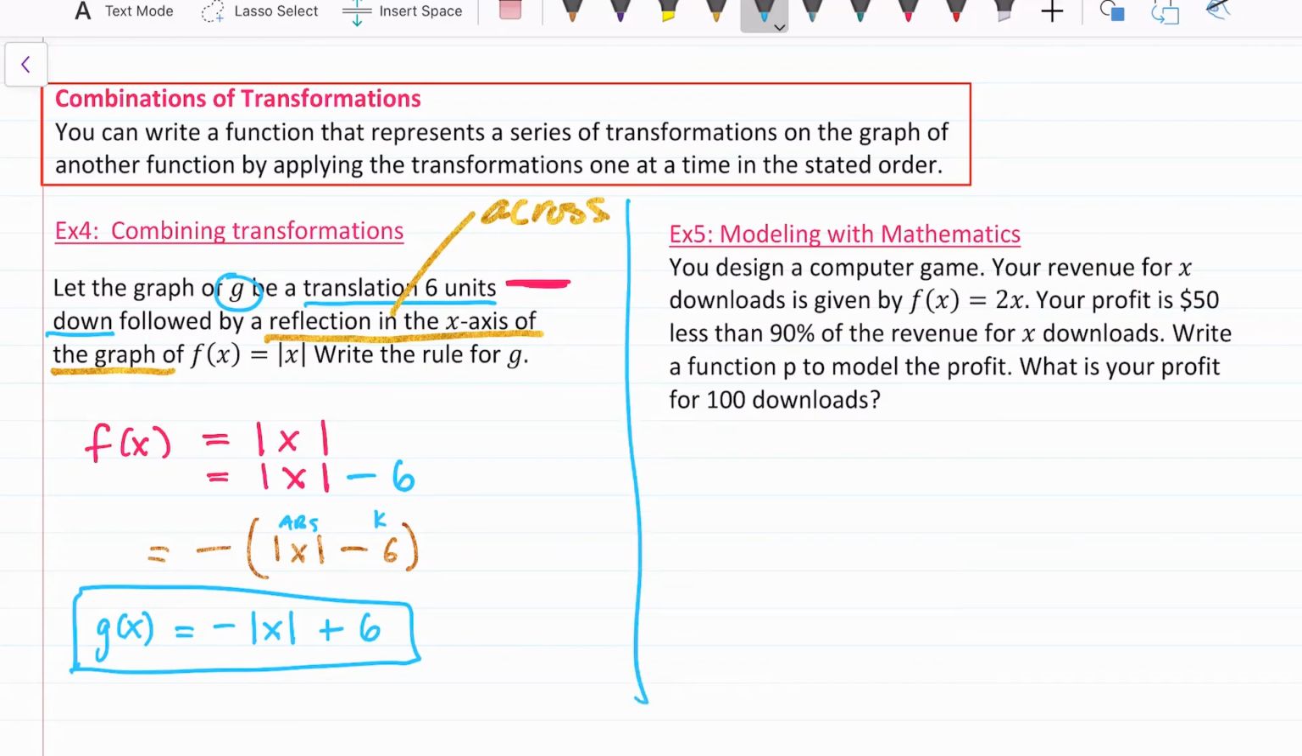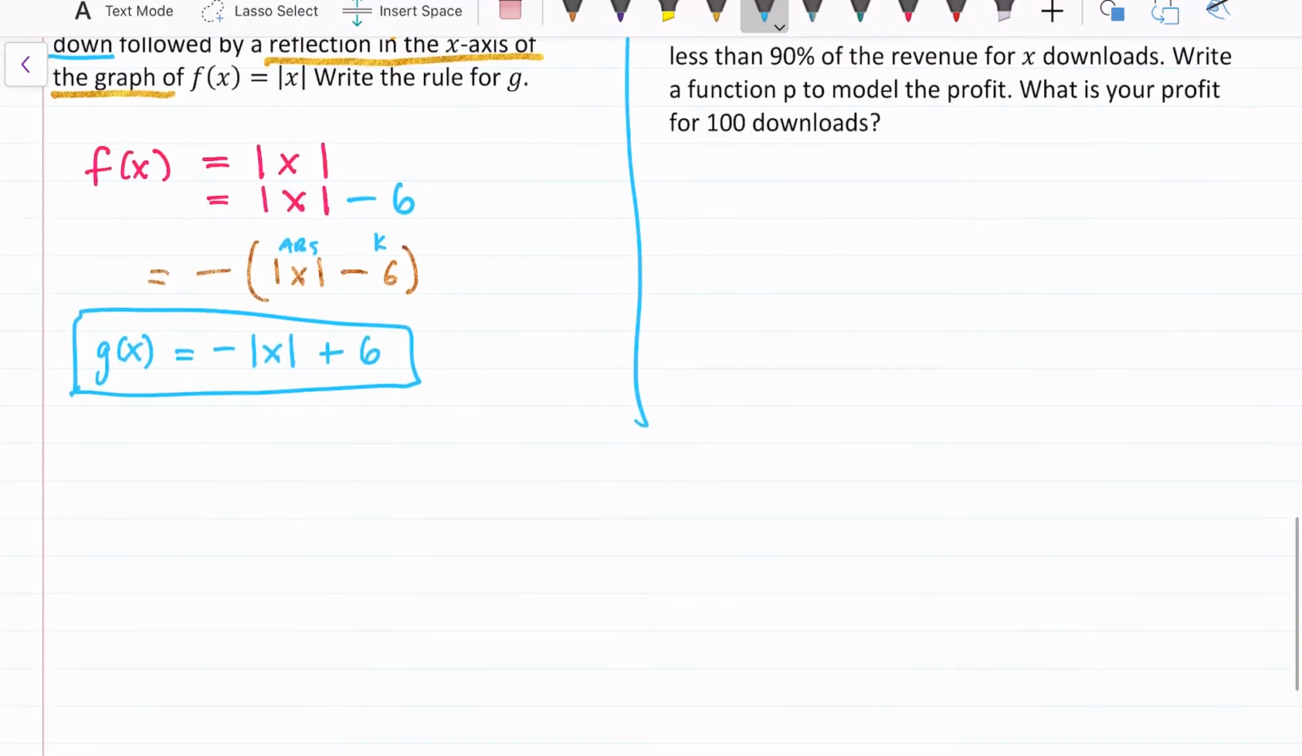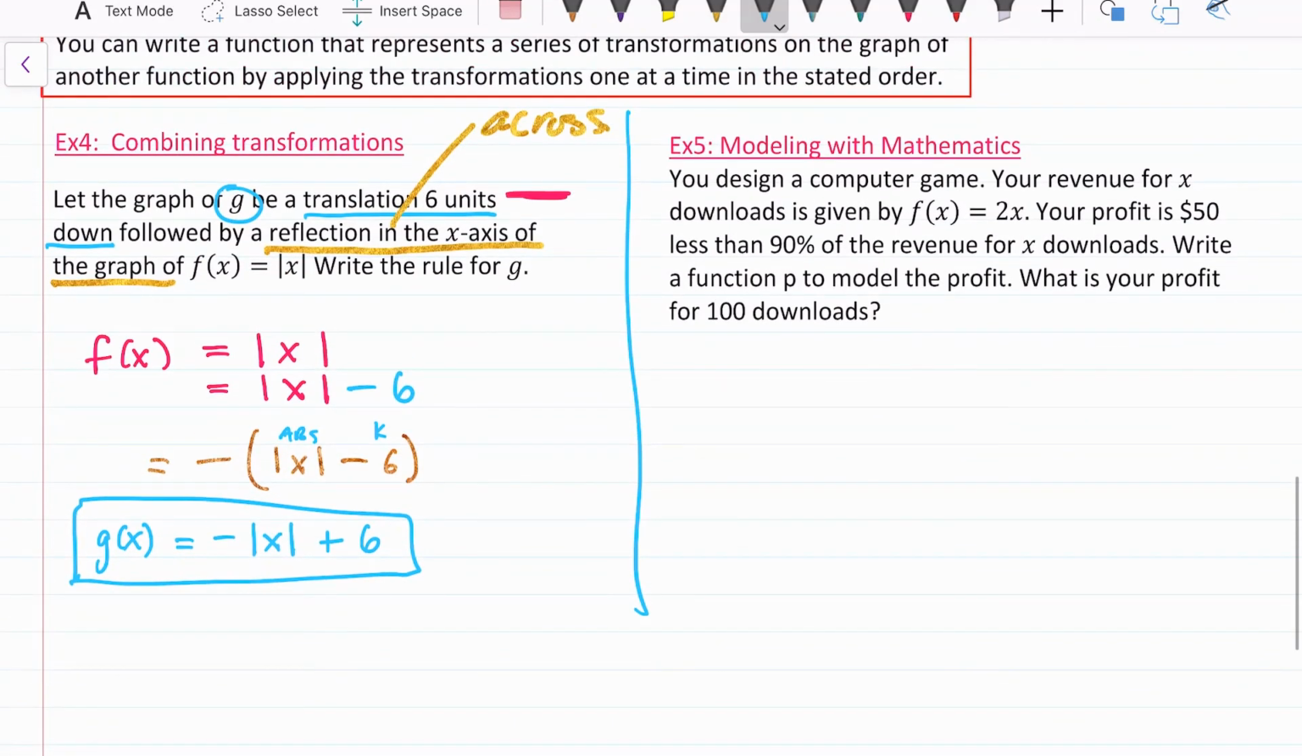For the next one, this is a modeling question. In this question, you're going to design a computer game. Your revenue for x downloads given by f of x is equal to 2x. So this is f of x is equal to 2x, and x stands for the amount of downloads you have. So your revenue is basically 2 times x, the amount of revenue.